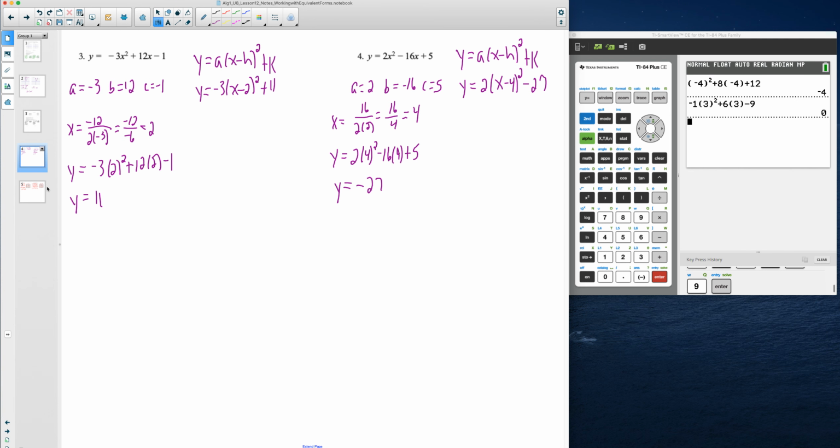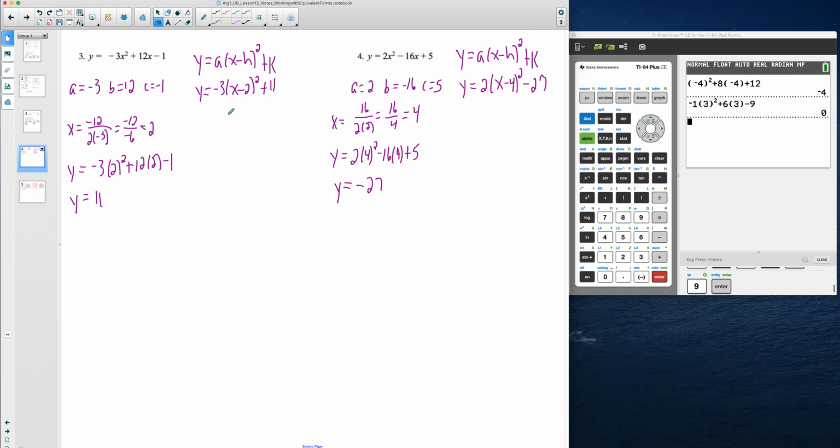All right, so here's the work for both of those. So if you look at number 3, a is negative 3, b is 12, and c is negative 1. All right, so you can see that when we do our negative b over 2a, we're going to get negative 12 over 2 times negative 3. That gives us negative 12 divided by negative 6, which is a positive 2. And we go back and plug 2 back into our equation here, like I did here, and you get y equals 11. So if we take our a value, our h, and our k and plug it in, you should get the equation y equals negative 3 times the quantity x minus 2 squared plus 11.